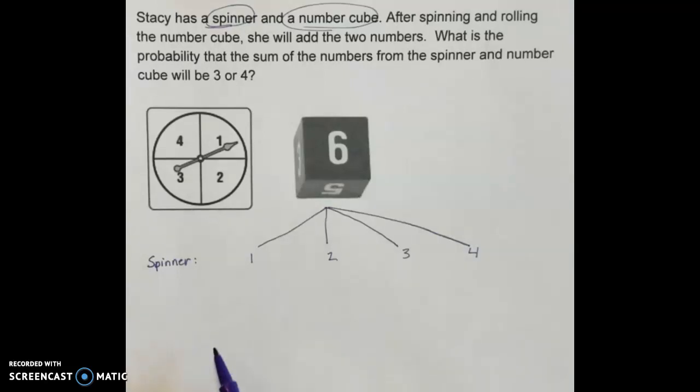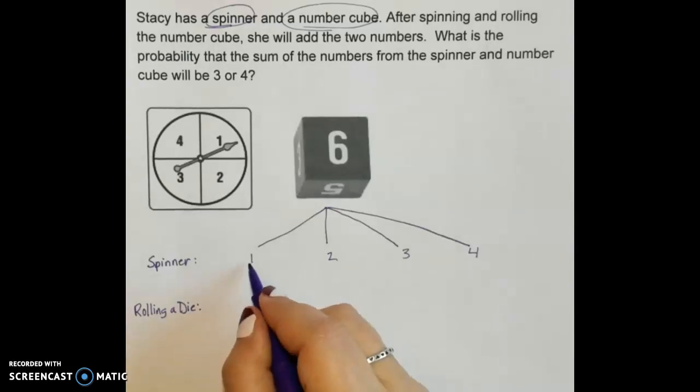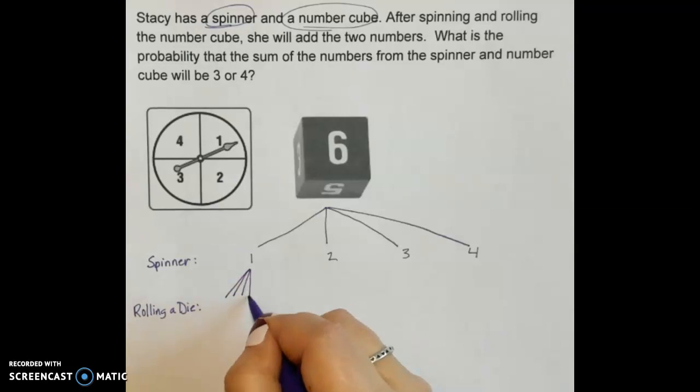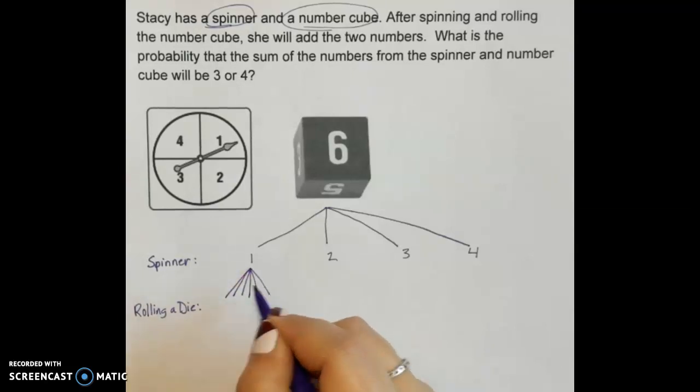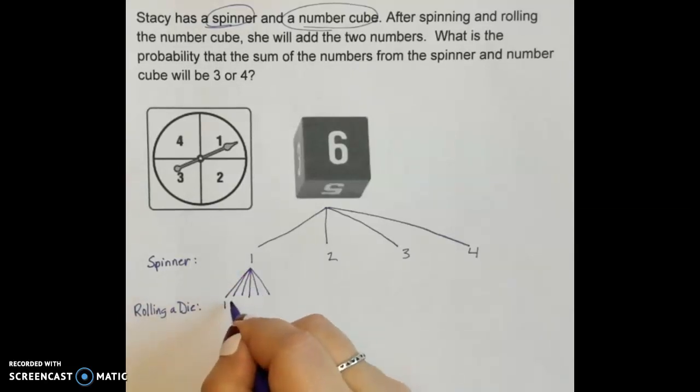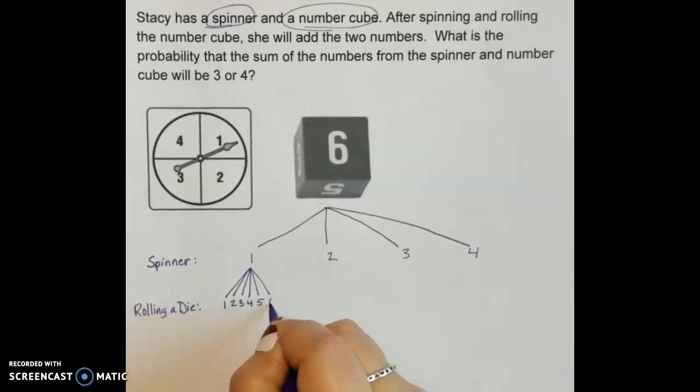Okay, our next event is rolling a number cube. So I'm going to write that over here on the side, rolling a die. And we know that when we roll a die, there are 6 things that can happen. We could land on a 1, 2, 3, 4, 5, or 6. Now, if Stacy spins a 1 and then rolls, there are 6 things that can happen. She could get a 1, a 2, a 3, a 4, a 5, or a 6.